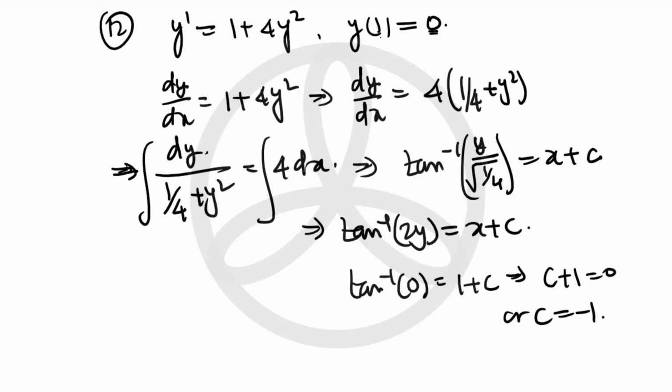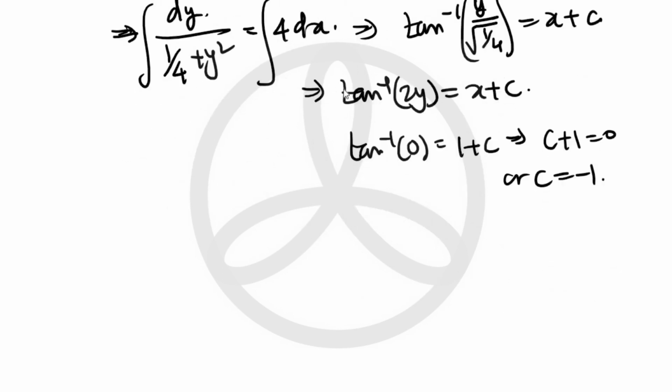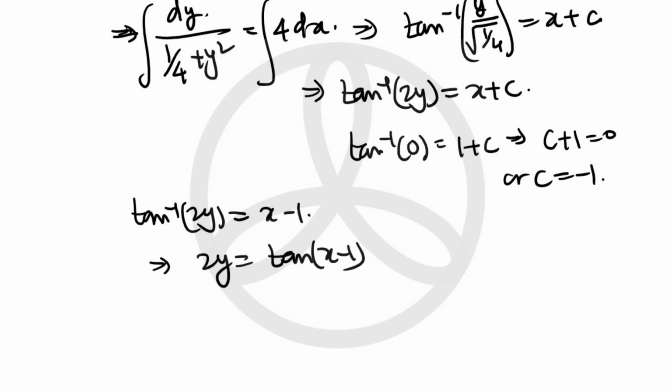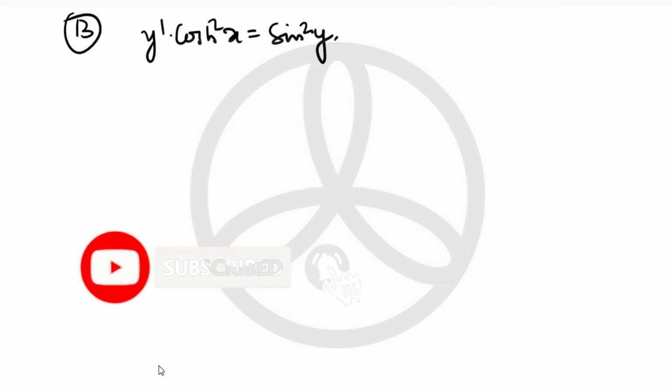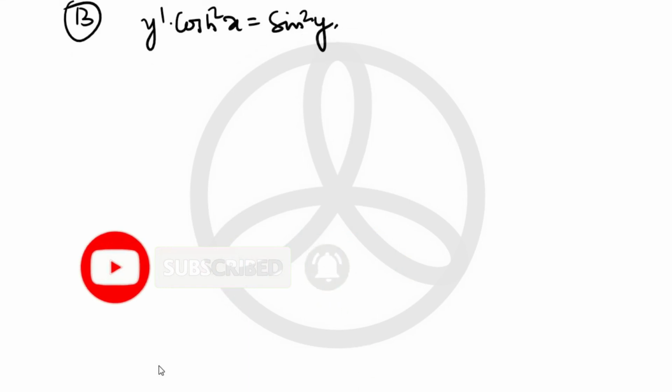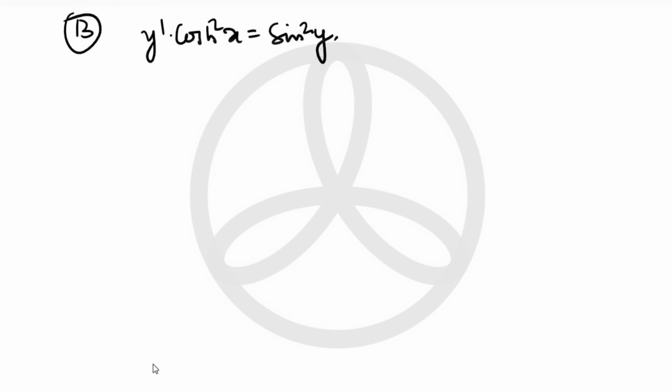Then in that case, what will be our final solution? Our final solution will be tan inverse of 2y = x - 1, or 2y = tan of (x - 1). Okay, this is what we get. So shall we move to question number 13 now? 13 is a little tricky, and it involves some trigonometric function. The initial value is, friends, y(0) = half pi.